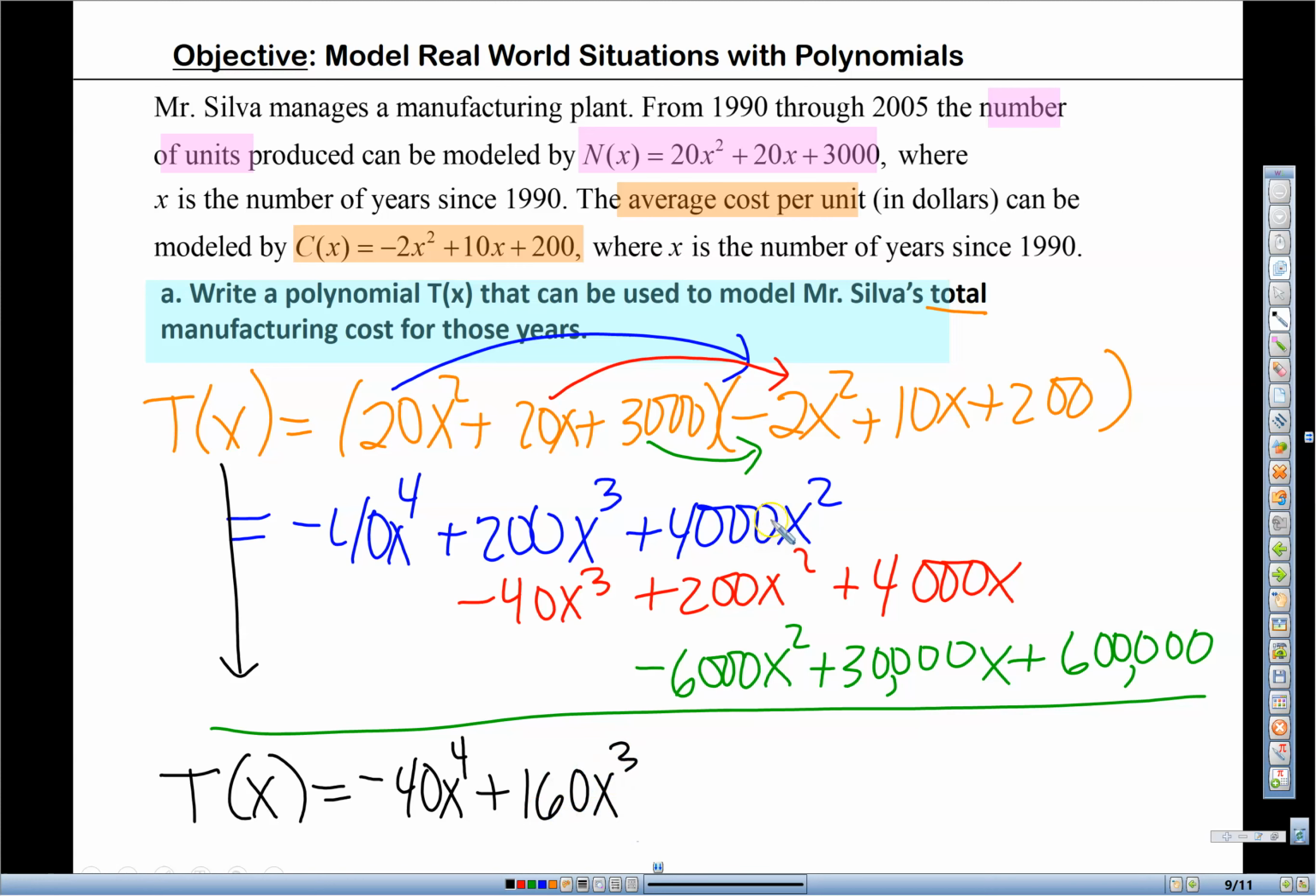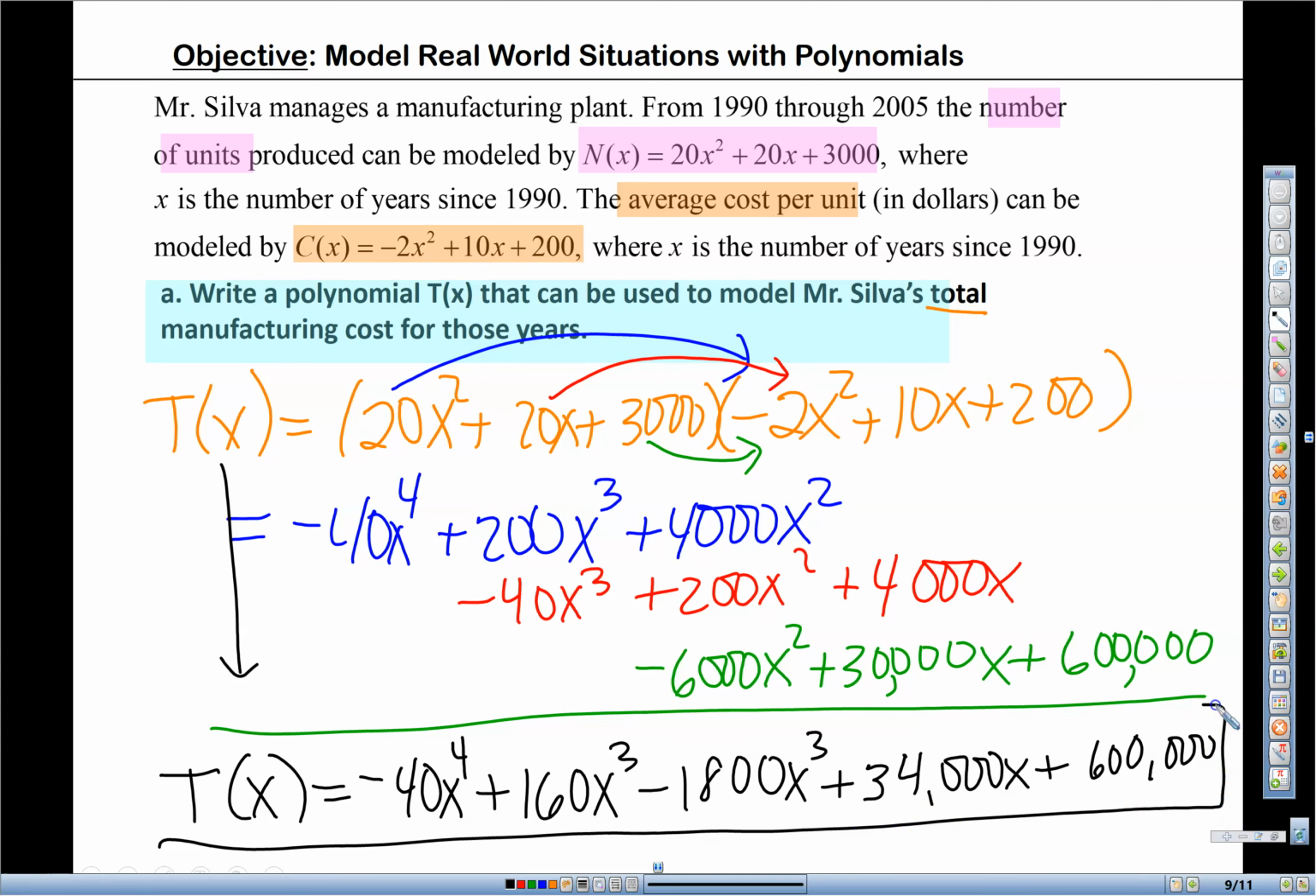This is going to give me a negative 1800x squared. And this is going to give me 34,000x. 34,000x is correct. Plus 600,000. There is our new function. All right, let's move on.